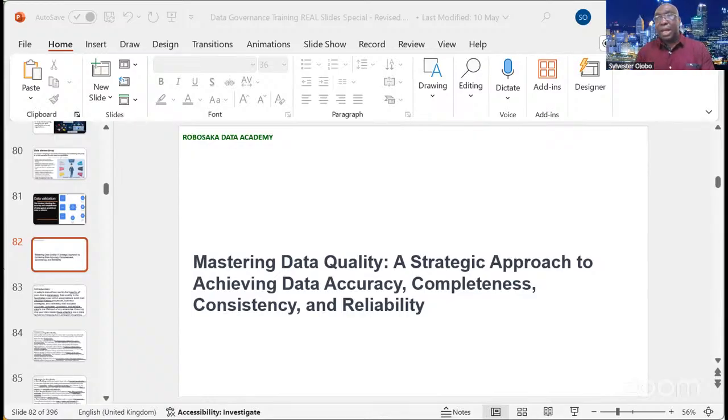So it has different dimensions, and as Ife mentioned, and even other people have mentioned on the chat box, one is accuracy. When you talk about accuracy, we're talking about data correctly representing the real world values it is intended to model. An example of such is a customer date of birth that is recorded correctly in a system. Very important. As we begin to proceed with what we are here for, you will discover that every aspect of this data will be mentioned.